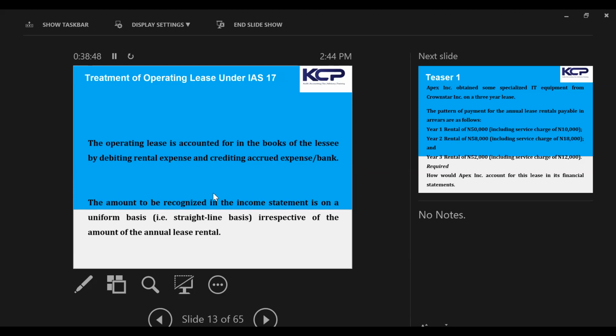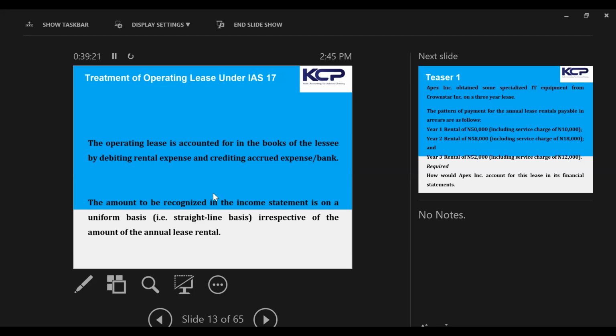Are we there? Then when you now make the payments, right? You then debit the lessor and credit the what? The bank or the cash. But if it's a cash transaction, you simply debit the lease or the rent and credit the what? The bank. Or cash, as the case may be. Right?